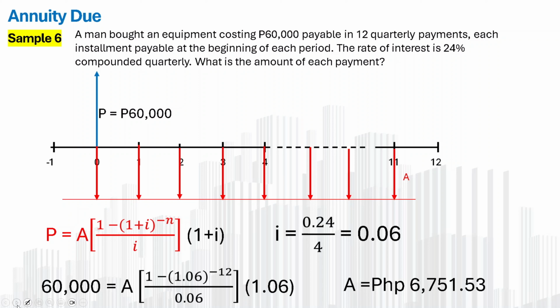Sa libro ni Santa Maria, nakalagay dyan 0.24 divided by 3. And if that's your answer, that's that. And if nalito po kayo doon, that's fine. Pinag-diskusyon na namin sa klase yan. Like 4 times.